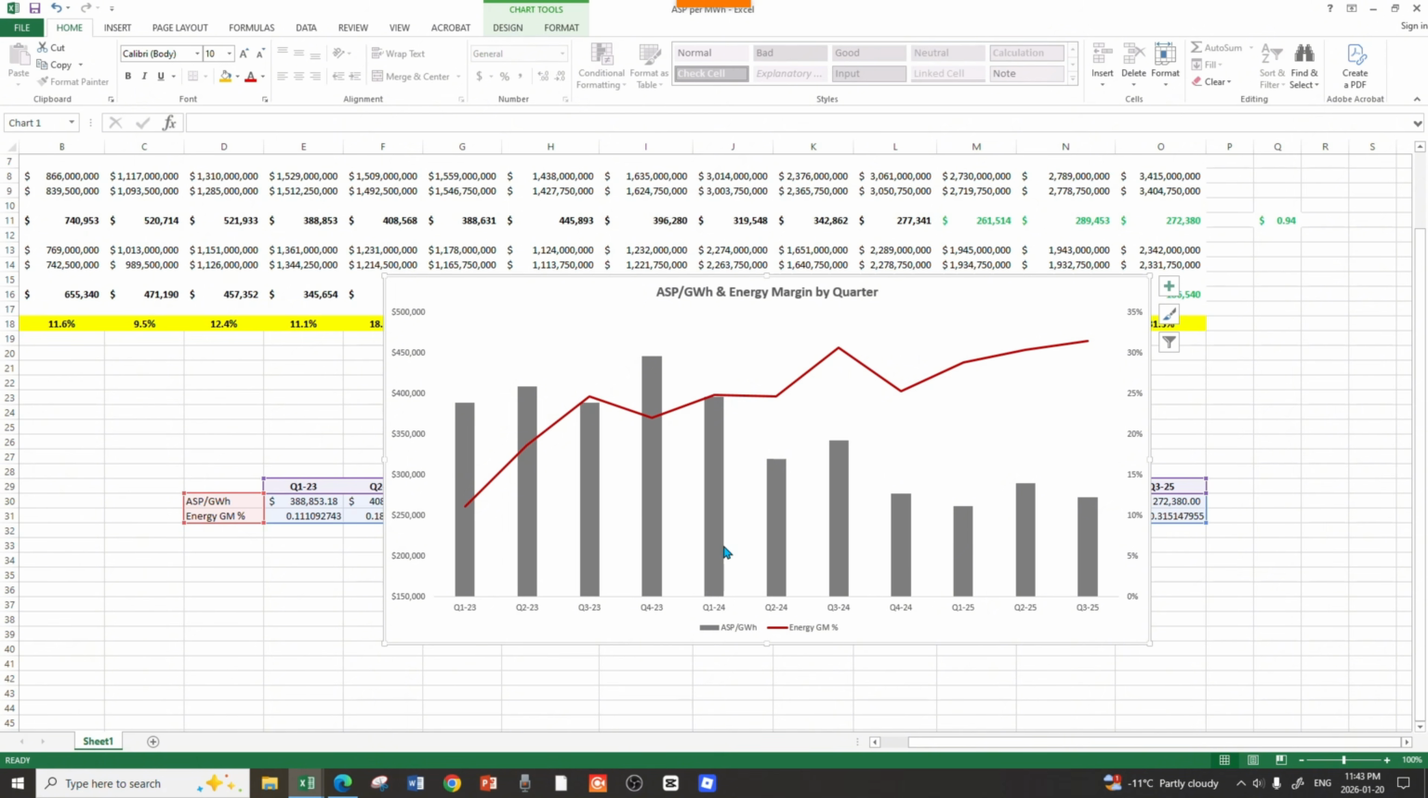So here we have our ASP by quarter per gigawatt hour. And then here we have our gross margin. So you see, despite the fact that ASP has been declining, like if you just draw a line through all of these bars, it's clearly going down, the gross margin number has been going up. So Tesla's been able to cut costs faster than they've had the need to reduce price. And that speaks to the fact that there's been strong demand for energy in the market.